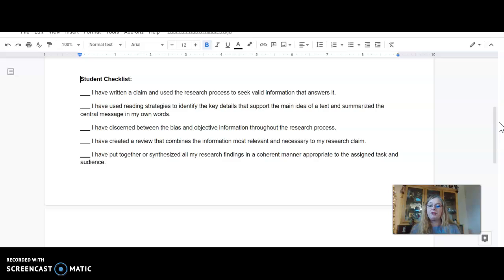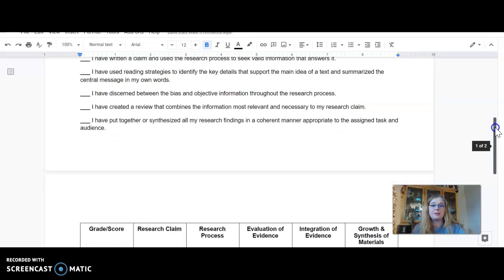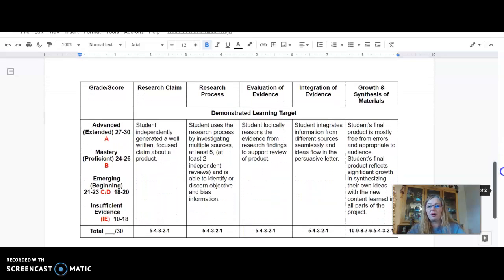Next on the checklist, I have created a review that combines the information most relevant and necessary to my research claim. I have put together or synthesized all my research findings in a coherent manner appropriate to the assigned task and audience. And that task is going to be to look up a product and check out the reviews and make an informed decision about it. And your audience is, of course, your teacher and your choice, depending upon who you're going to be conveying this message to. Looking down below, we have our rubric.